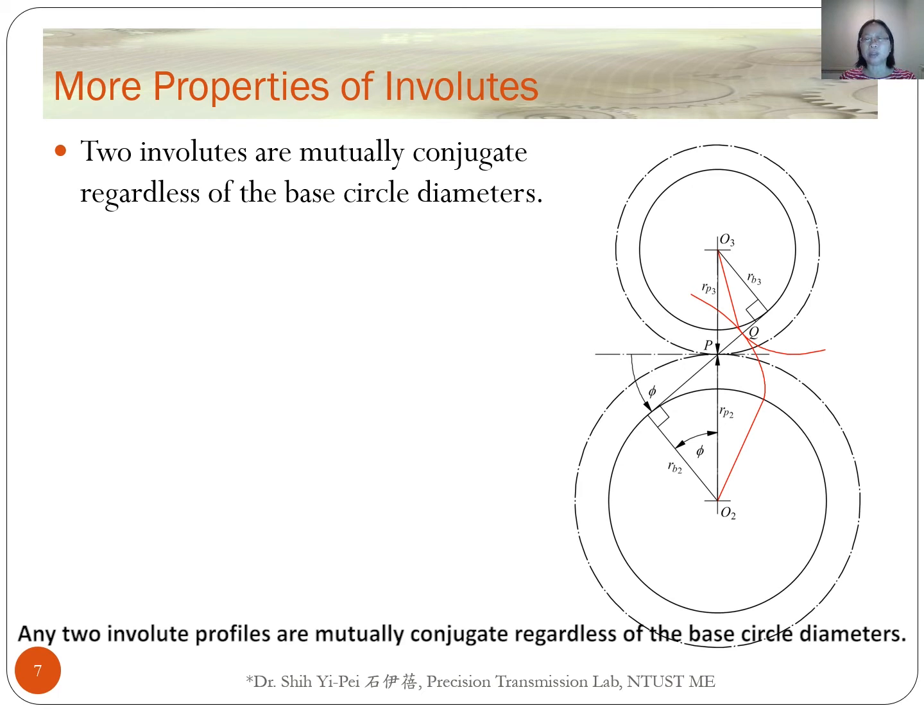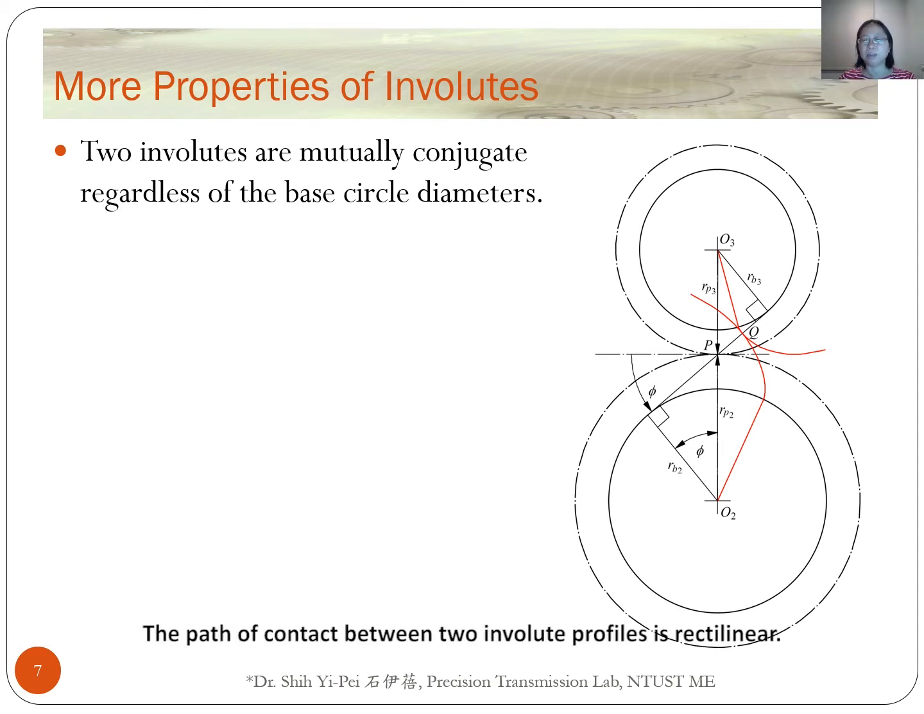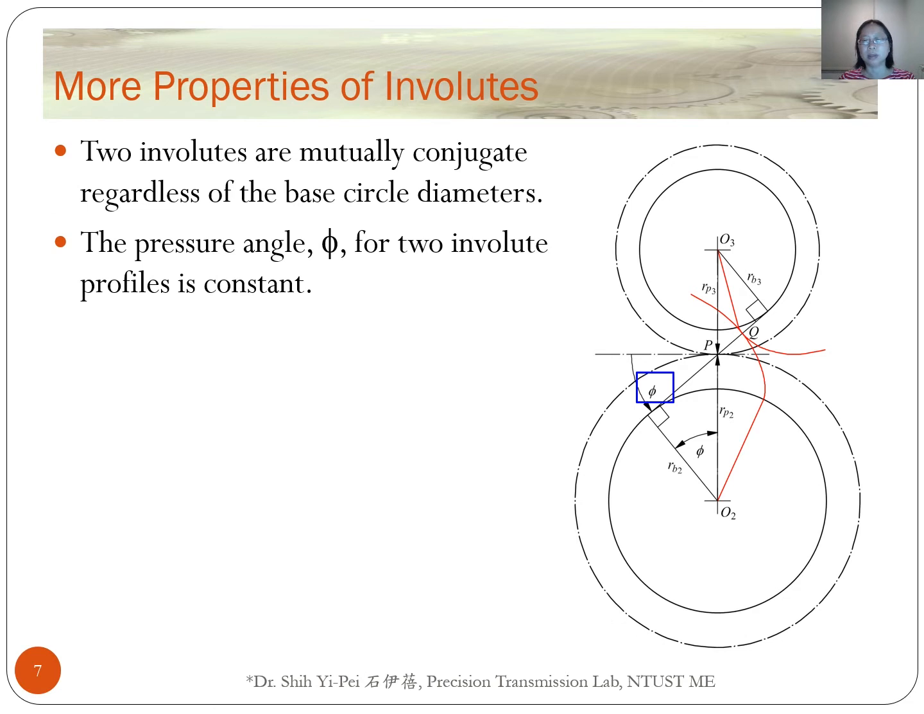Any two involute profiles are mutually conjugate regardless of the base circle diameters. The path of contact between two involute profiles is rectilinear. Therefore, the pressure angle for two involute profiles is constant. The pressure line is called the line of action. Contact takes place along this line.